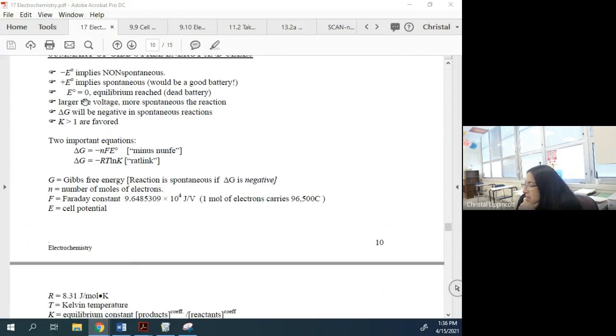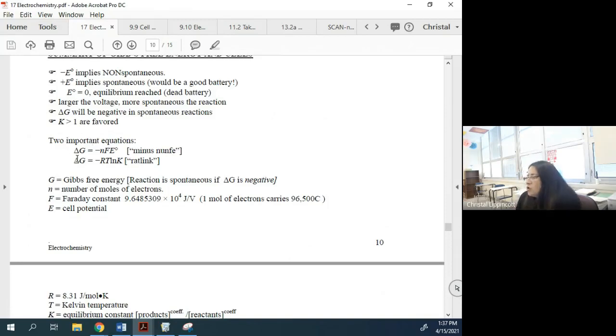If E cell, or E prime, is positive, that means that it's spontaneous. That's going to make a good battery. If E cell equals 0, equilibrium has been reached and you've got a dead battery. The larger the voltage, the more spontaneous the reaction. Delta G will be negative in spontaneous reactions, and K greater than 1 is favored, because that means that you're going to make more products than reactants.